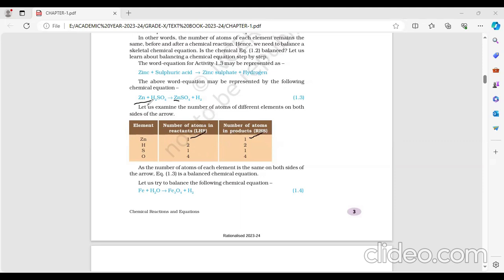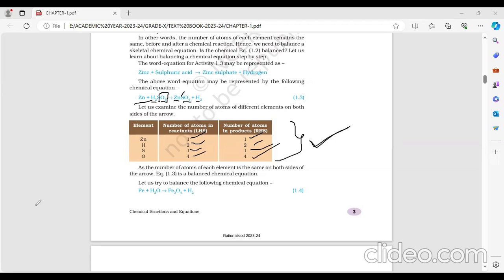Yes, it is balanced. Now come to the next atom, hydrogen. How many hydrogen on the left side? Two. How many hydrogen atoms on the right side? Two. Is it balanced or not? Yes, balanced. Now the next element, sulfur. Left side, one. Right side, one only. So it is balanced. Now oxygen remains. Left side, four. Right side, four. So this is already a balanced chemical reaction.